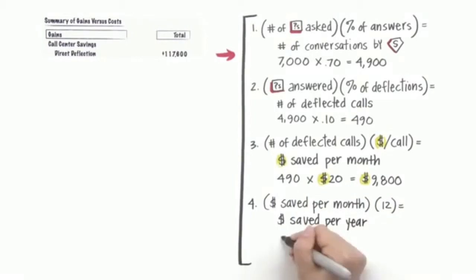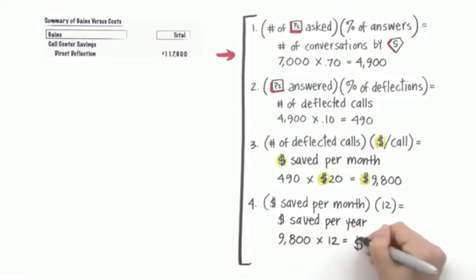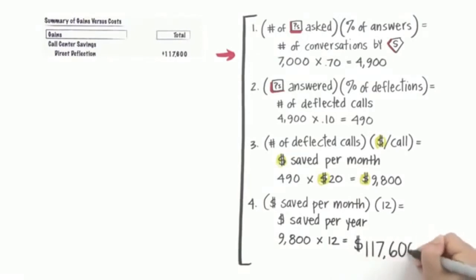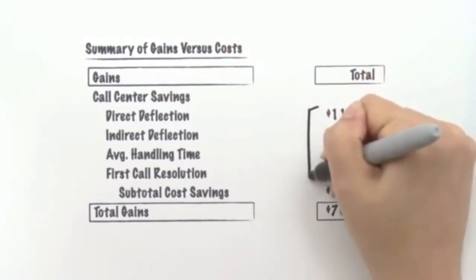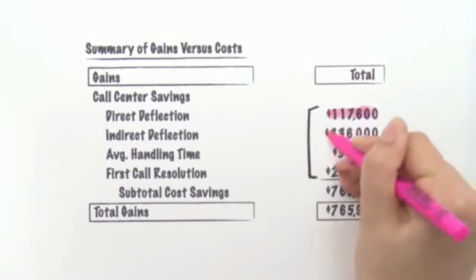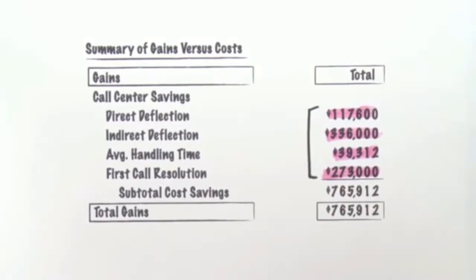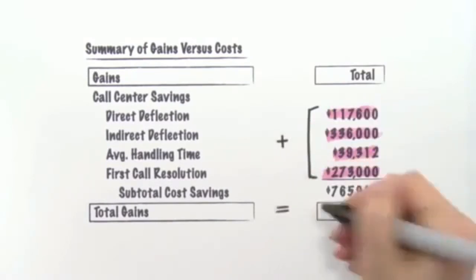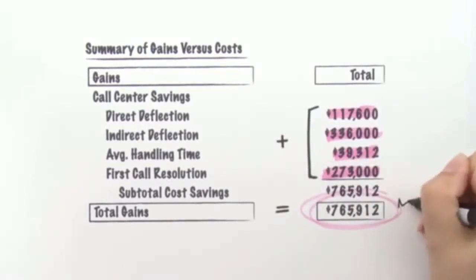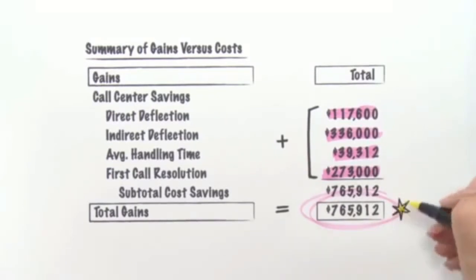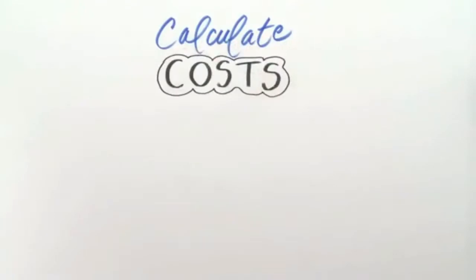The last step is to see how much you'll save per year. That's easy. Just multiply the monthly savings by 12 and you're done. For our example, that would be $117,600 per year. To finish your calculations for savings, just do the same for the other metrics. For this video, you can see the results of these calculations in our spreadsheet. When you add them, you get a total for the gains you can expect from a social media program. In our example, that's more than $750,000 in savings.